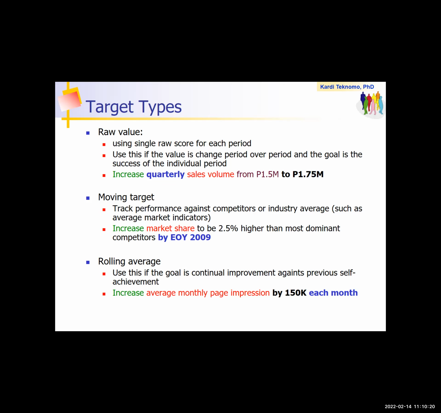The raw value means the target is set by an absolute value that you put. The rolling average means you put the goal against yourself, against your previous achievement. So for example, you want to increase the average monthly page impressions on the website by 150K each month. So you want to increase per month against last month. So there are three types of target value.